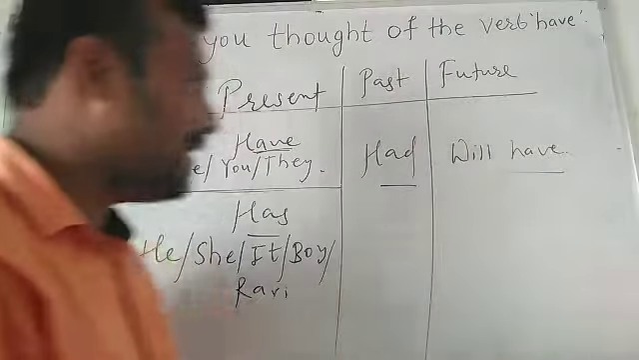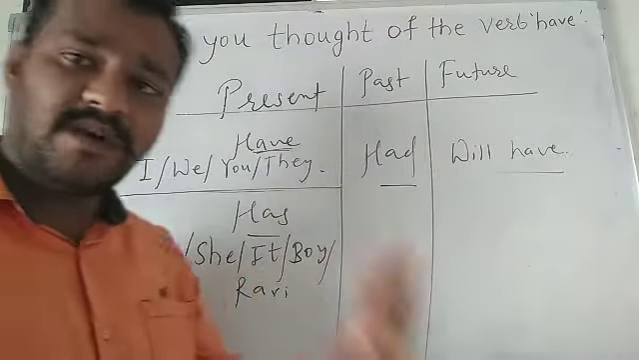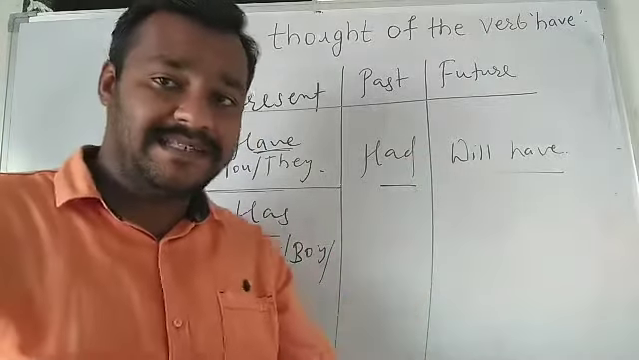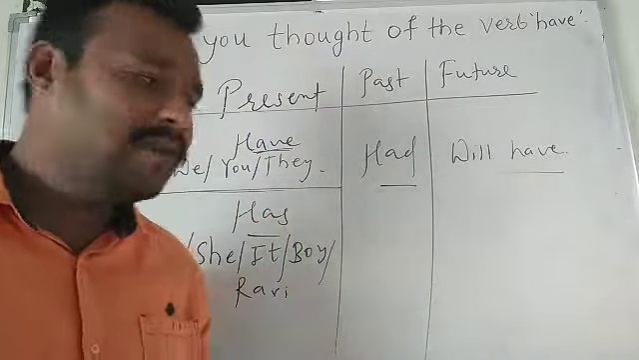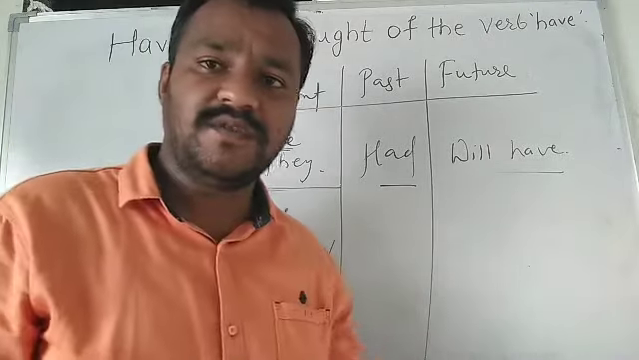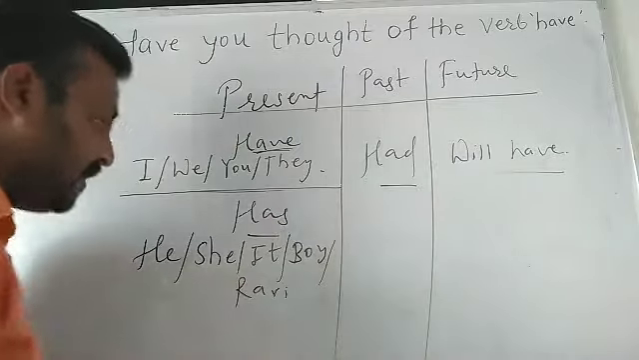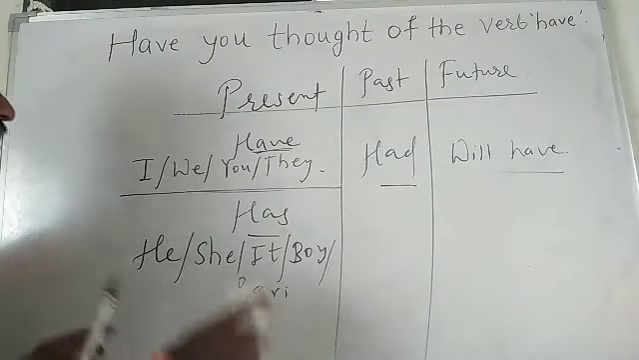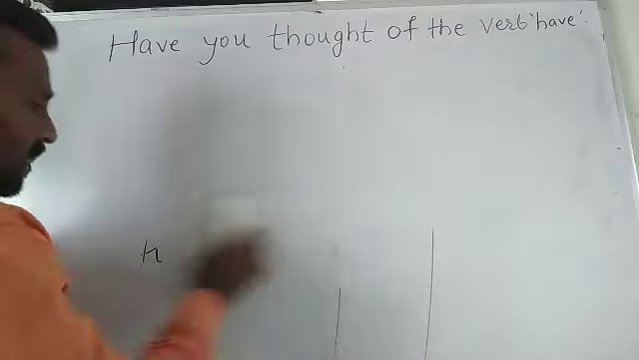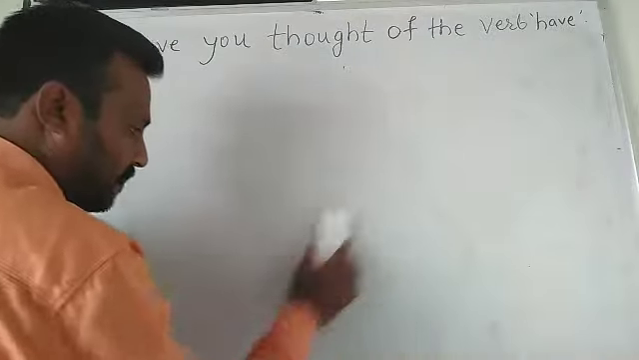So some sentences can be written in past also. Had is used with all: I, we, you, they, he, she, it. This had in past, that is used with all: I, we, you, they, he, she, it. Will have, it is also used. We can use it with all. So first use we discussed about that, for showing possession or else for showing ownership.